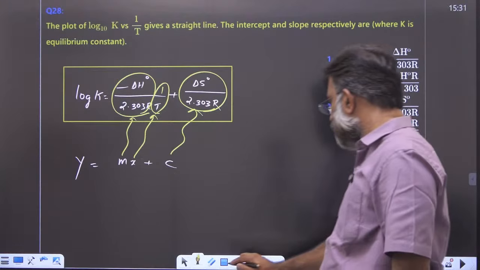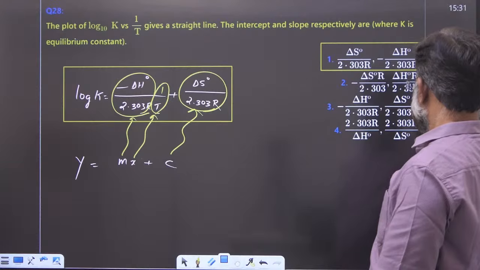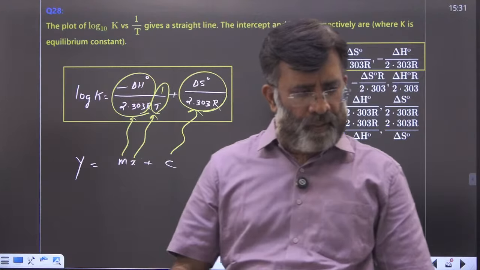Option 1 is the correct answer. Please have a look at.